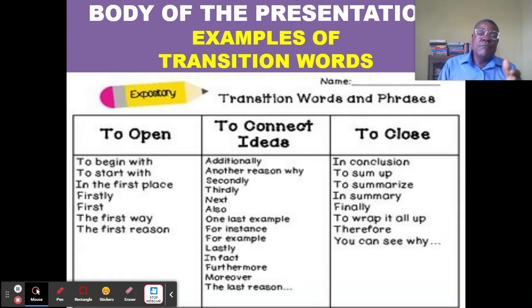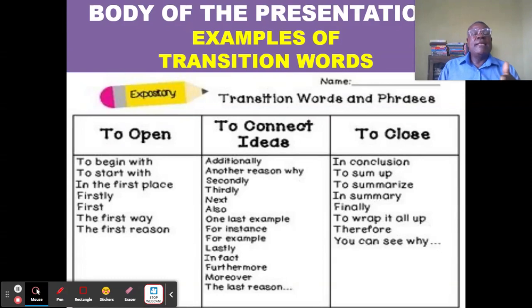Then let's look at more examples of transition words you can use during your presentation. Now, the first will be transition words and phrases you can use in the opening part or the introductory part. Examples are to begin with, to start with, in the first place, firstly, first, the first way, the first reason. These are naturally some transition phrases and words that you can use.